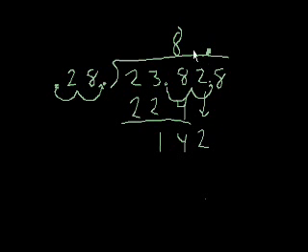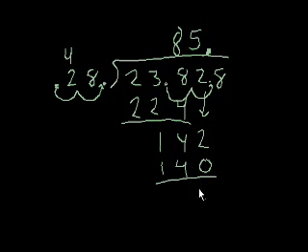So when I went into it 4 times, the remainder was too large, so let me try 5 now. 5 times 8 is 40. And 5 times 2 is 10, plus 4 is 14. 142 minus 140 is 2. Good. 2 is less than 28. This 5 is correct. Now I just bring down the 8.